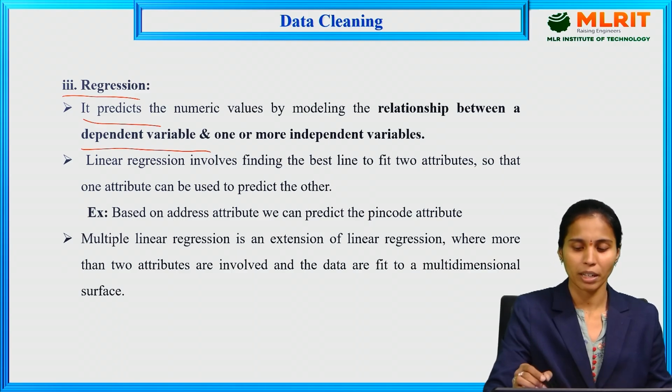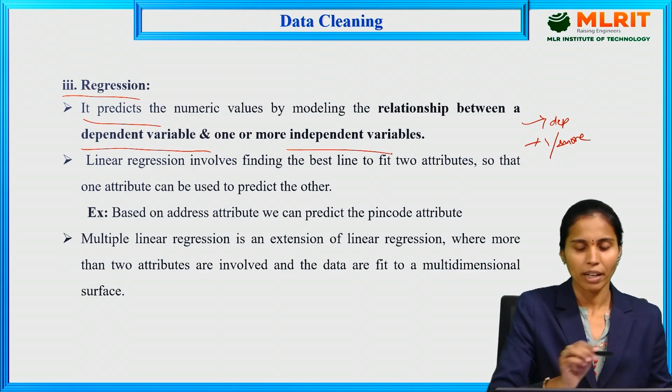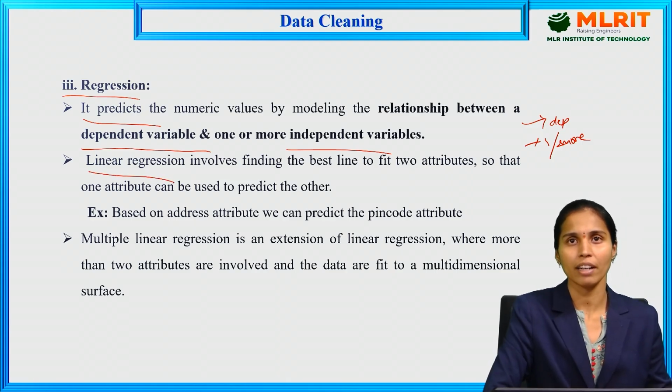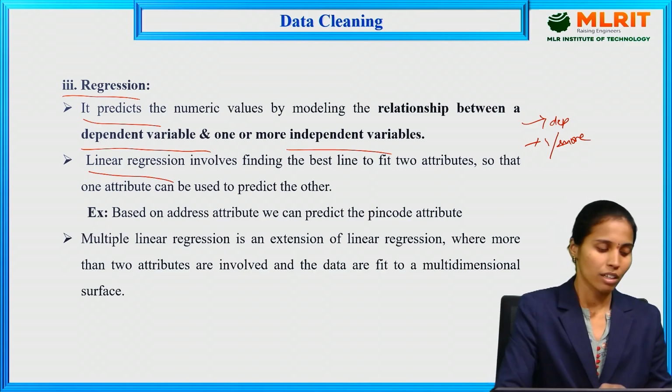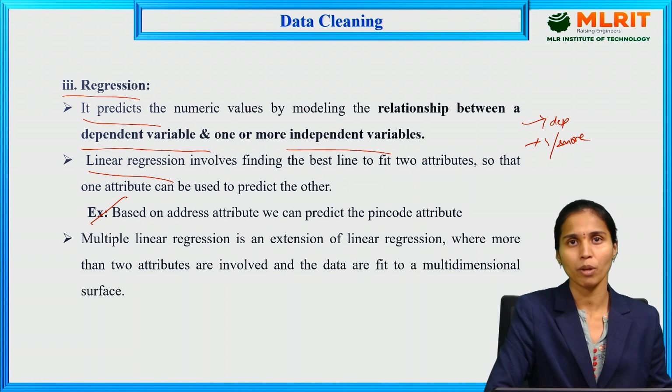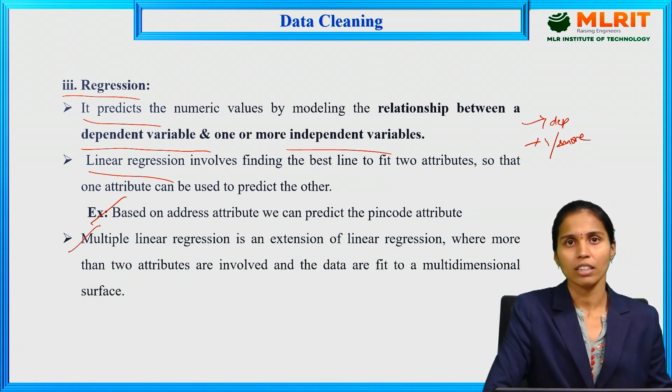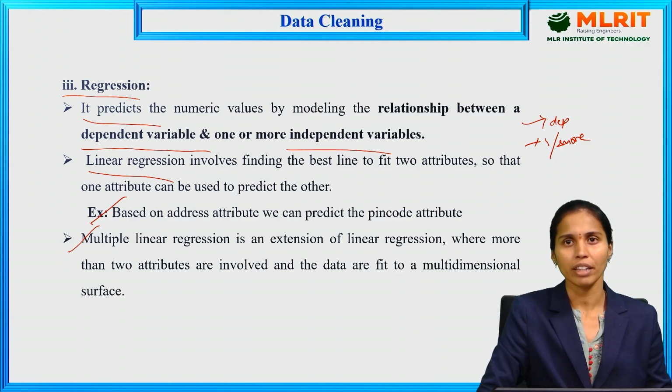The relation between the dependent variable and one or more independent variables. So, linear regression involves finding the best line to fit two attributes so that one attribute can be used to predict the other. For example, based on the address attribute, we can predict the pin code attribute. Multiple linear regression is an extension of linear regression where more than two attributes are involved and the data are fit to a multi-dimensional surface.